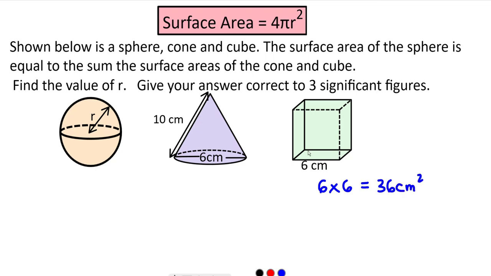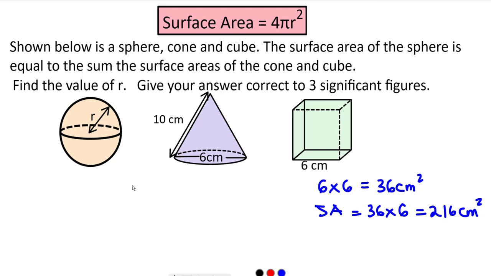And because this cube has 6 identical faces, the surface area is going to be 36 times 6, which comes to 216 centimeters squared. Next, we have a cone.